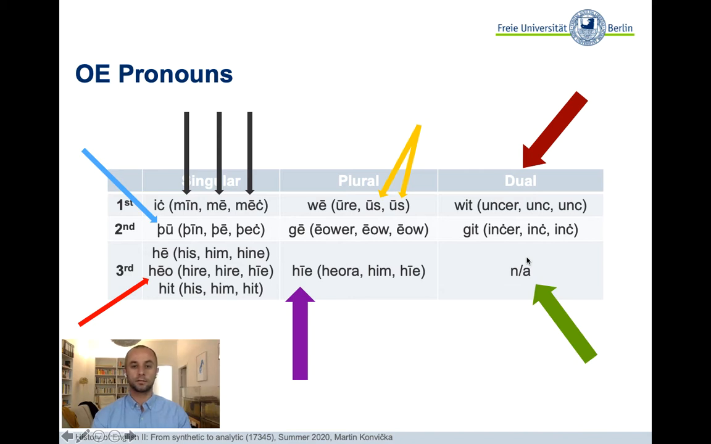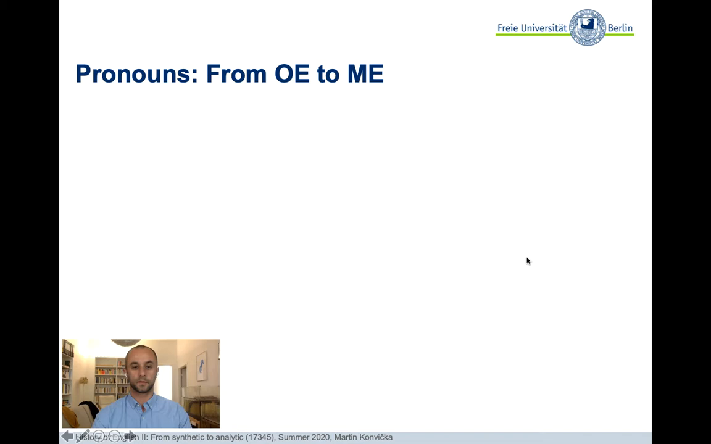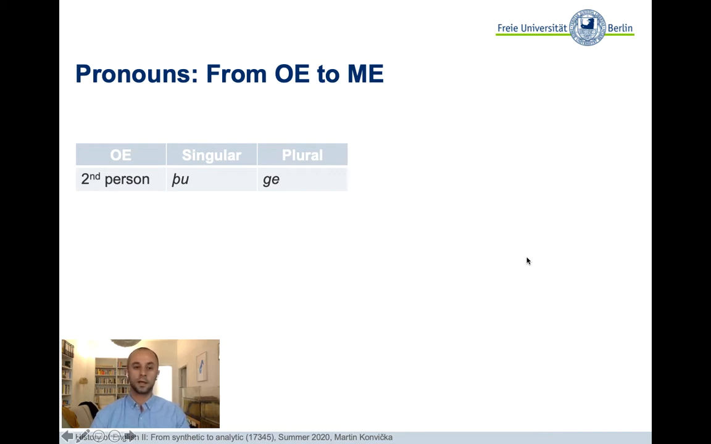But what we are going to have a look at now in more detail is what happened to the second person singular and plural pronouns. Right. So in Old English, we had this simple distinction between the singular pronoun thu and the plural pronoun ye. And it's really pretty straightforward. If you have one thing or one person, you use the singular pronoun thu. If you have more than one person, you use ye.